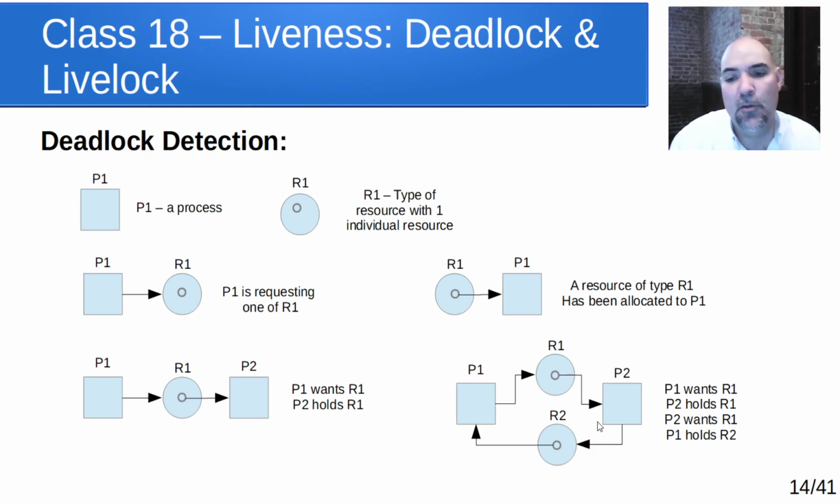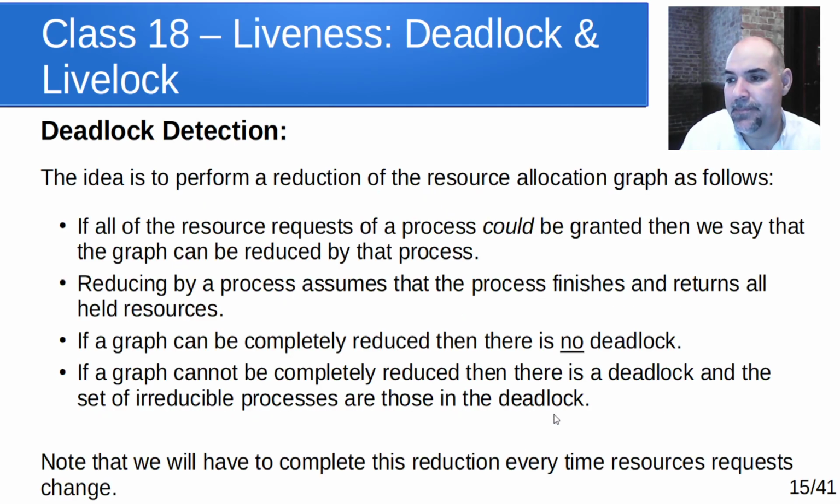And here's a circular wait over here. P1 wants one of R1, P2 wants one of R2, but R1 is allocated to P2 and R2 is allocated to P1. So here's a circular wait. That's deadlock right there. They're all stuck waiting. Nobody can complete because they're holding on to the resource of another one.